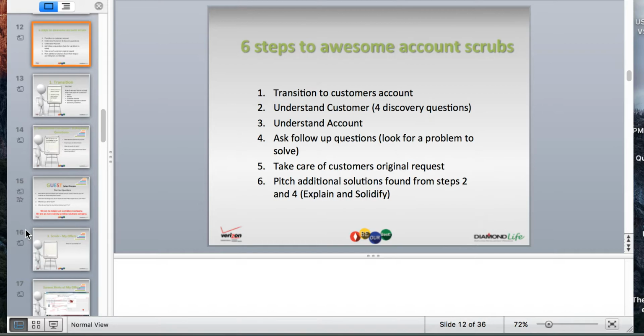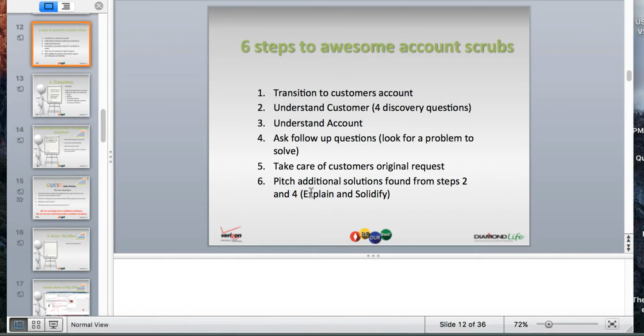Okay, so now we're going to get into the 6 steps to awesome account scrubs. The first is transition to customer accounts. Again, this is a lot within the homework that your reps are going to be working on. Step number 2 is understand the customer. Step number 3 is to understand the account. 4, ask follow-up questions, and the key here is to look for problems to solve. 5, take care of the customer's original request. And 6, pitch additional solutions found from step 2 and step 4.